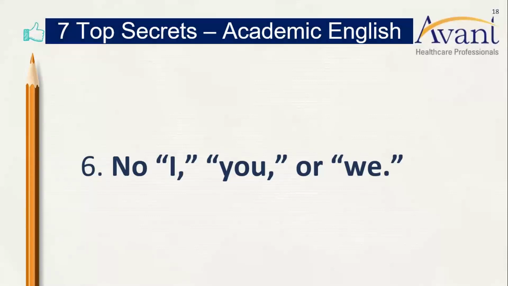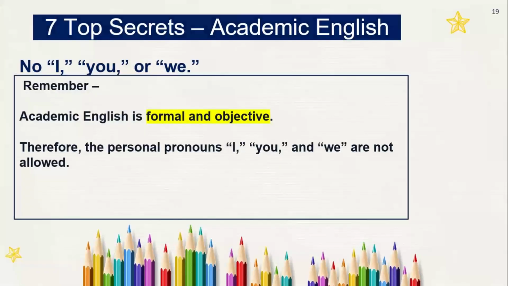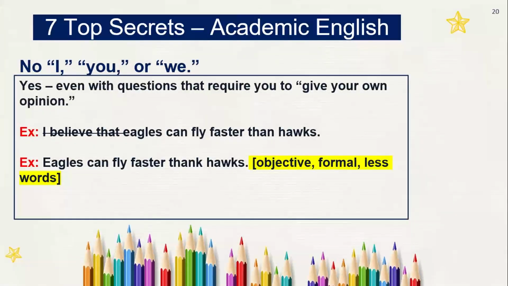Number 6, no I, you, or we. So these are the personal pronouns, and you want to avoid the personal touch in academic English. Remember, it's objective. It's supposed to be like a researcher or an observer of things that are happening, and you are commenting on what you see as a neutral observer. Well, I is not neutral, and we is not neutral, and you is not neutral. So you have to find a way around this. Let's look at an example here.